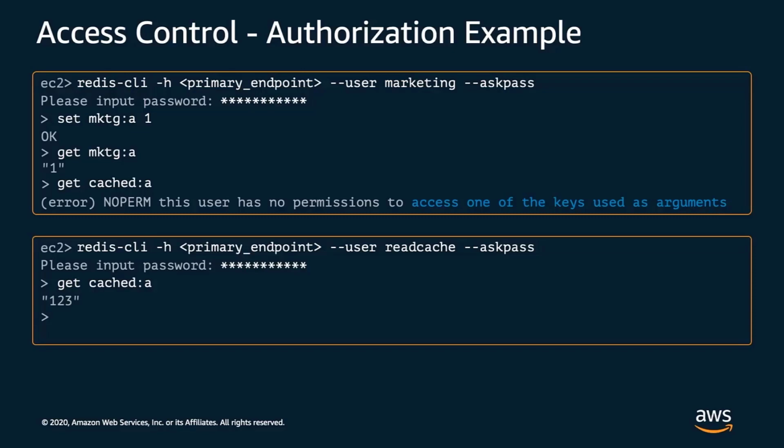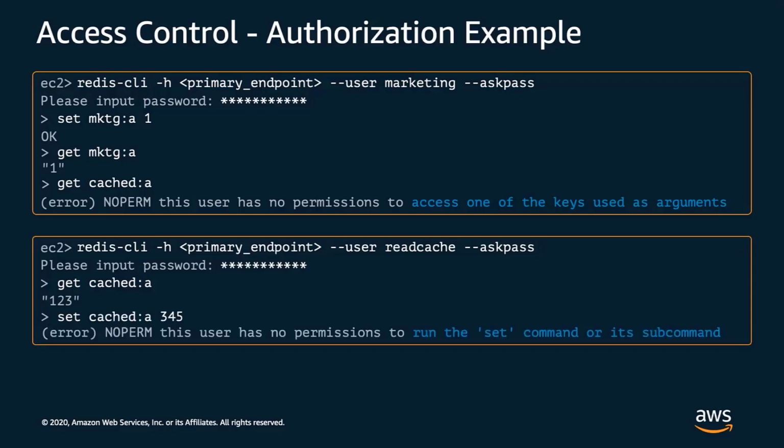Now let's set that same key to a different value with the set command. And here we get an error because the read cache user is not allowed to use the set command. So in the first example, we see an error based on the key space attempting to be accessed, and on the second, we get an error based on a command trying to be accessed. So I hope you're starting to see how much control you are now going to have with Amazon ElastiCache for Redis.